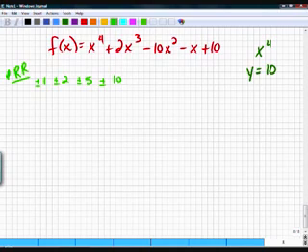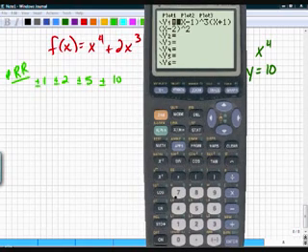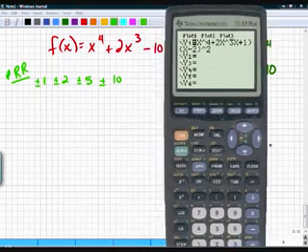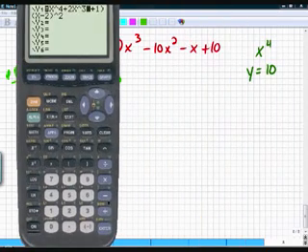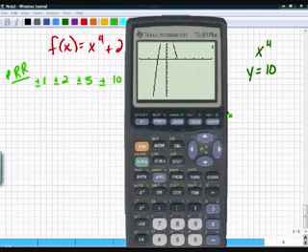But the easy way is to take your graphing calculator, go to y equals, and actually type that in: x to the 4th plus 2x to the 3rd minus 10x squared minus x plus 10, and delete that last number there. And I still have my graph on from a while ago.